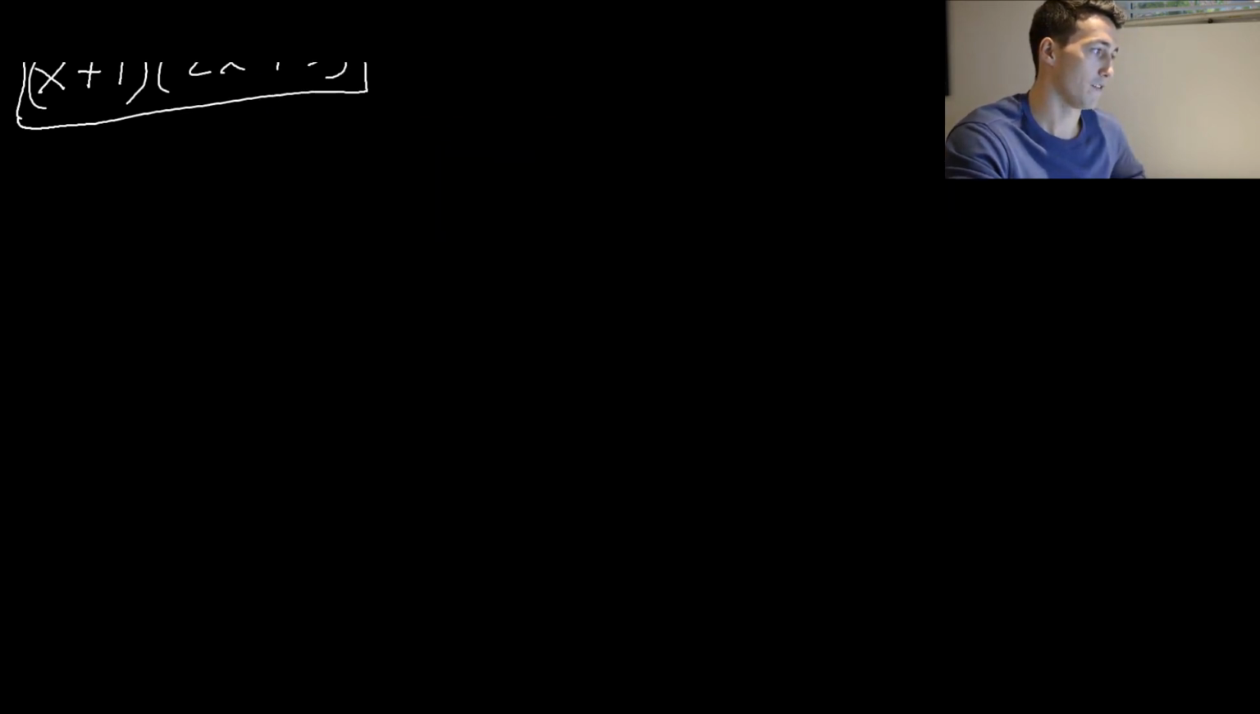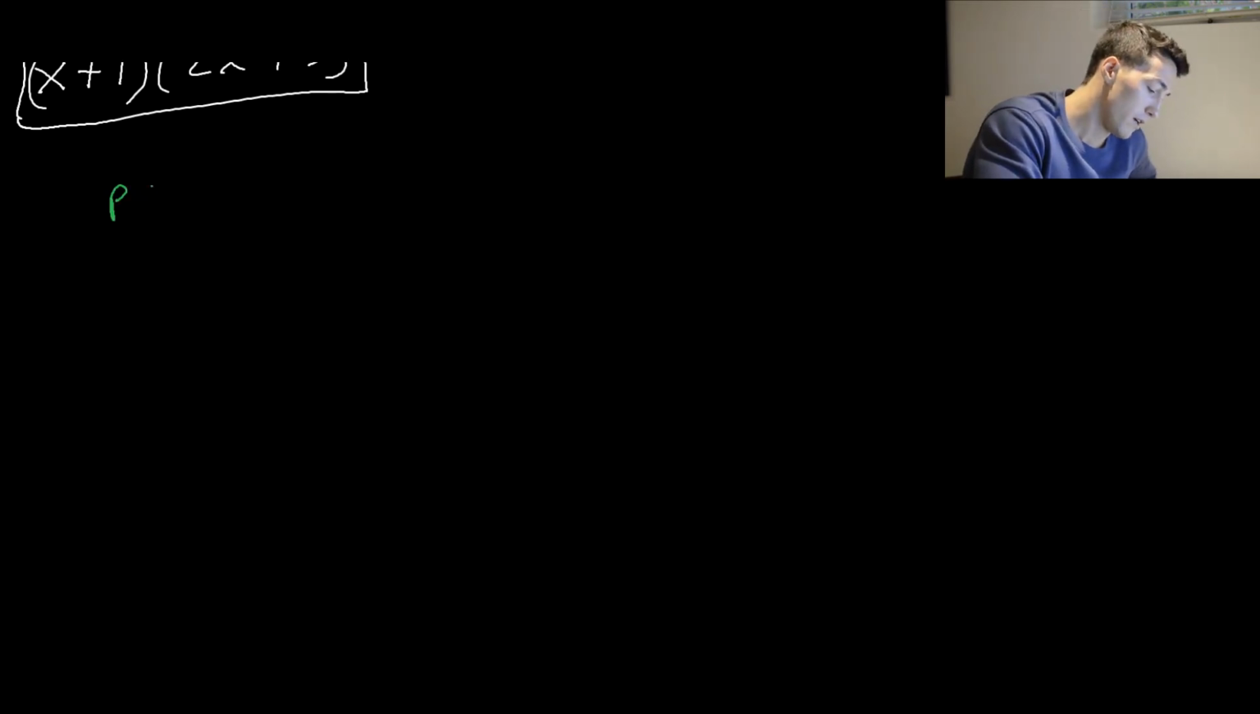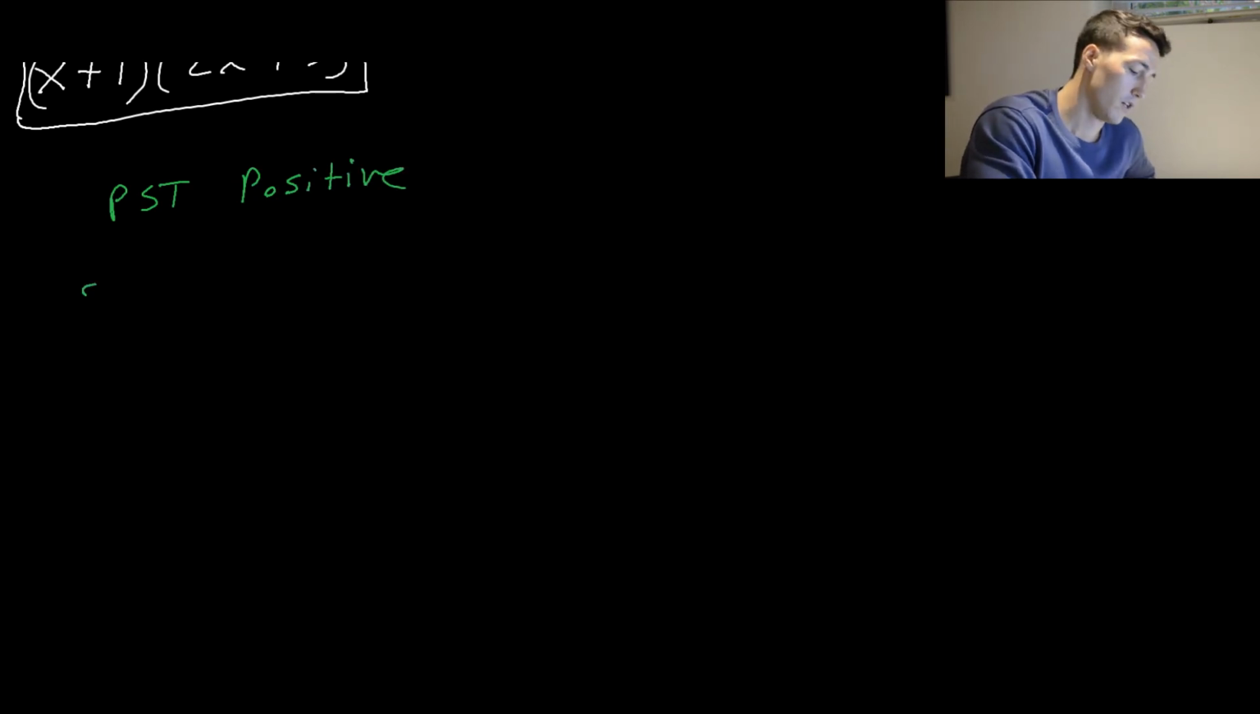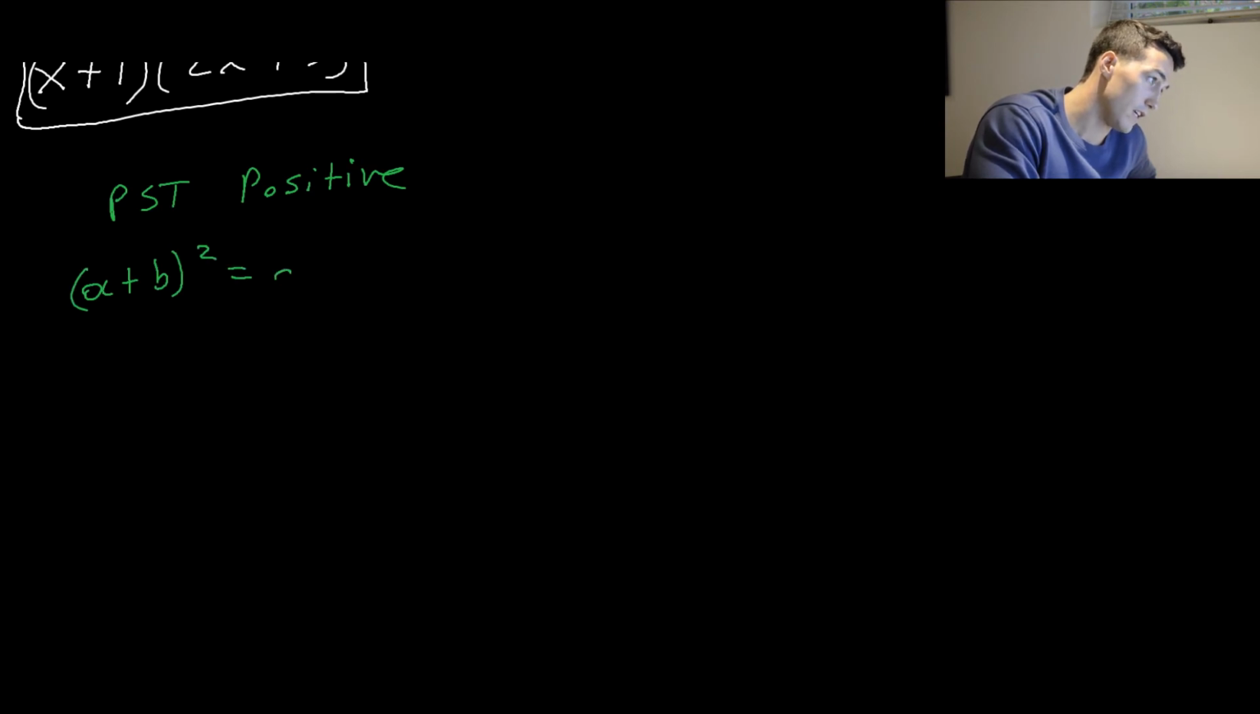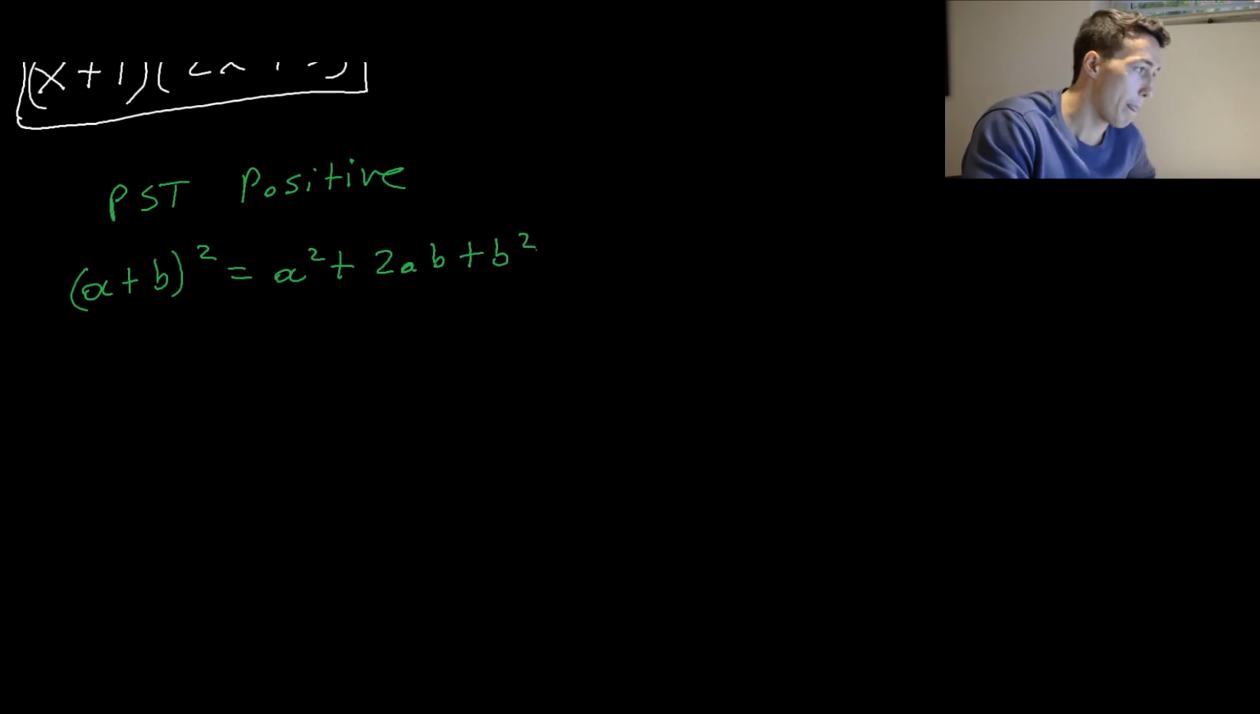And special patterns are very useful, and the first one we're going to go over is called a perfect square positive trinomial. So it's going to be PST positive. And PST is just perfect square trinomial. So it's of the form a plus b squared is equal to a squared plus 2ab plus b squared. And we're going to go over an example of this.